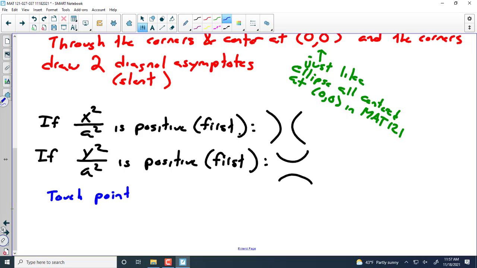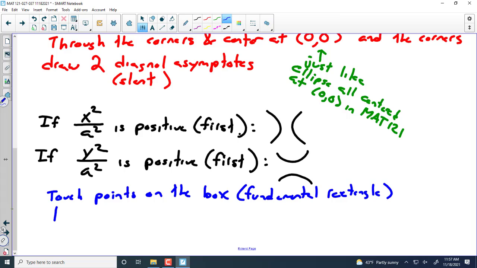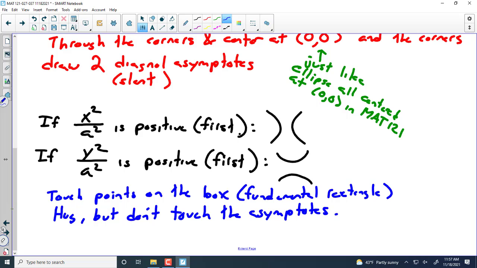Touch points on the box, the fundamental rectangle. Hug, but don't touch the asymptotes. This is tricky, everyone. You're supposed to touch the points on the box, which is the fundamental rectangle, and you're supposed to hug, but not touch the asymptotes. And I'll show you what I mean.